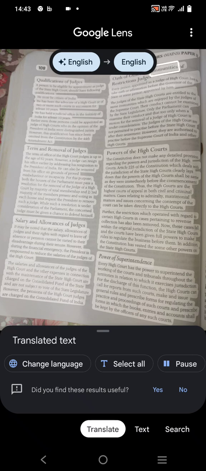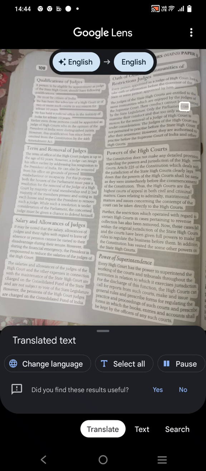Oath of office and immunities of judges. Every person appointed as a judge of a high court has to take an oath or affirmation before the governor of the state or some person appointed by him. The judges of the state high courts are entitled to the same immunities which are enjoyed by the judges of the Supreme Court. Their conduct cannot be examined by the state legislature.